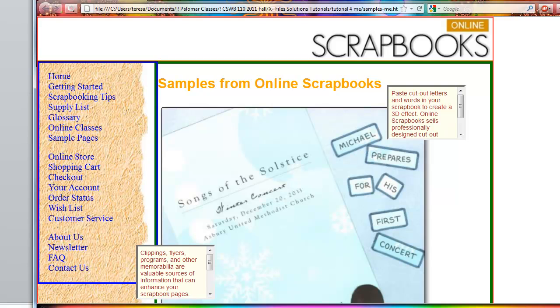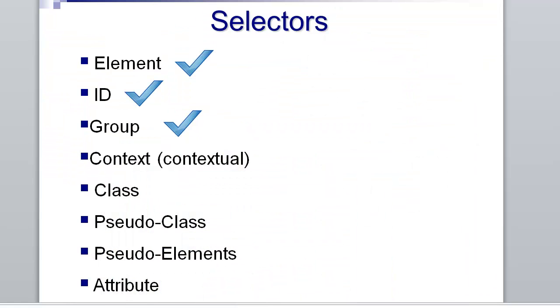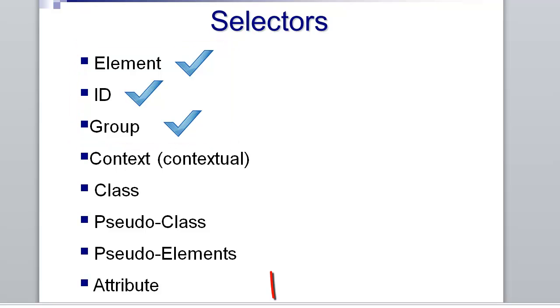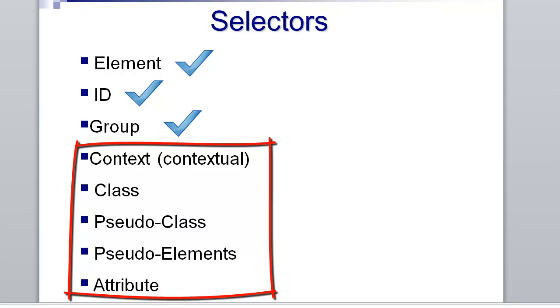So let's take a look at some of the concepts that we will be learning in this class. We have so far looked at selectors, the element, ID and group selectors. Today we will look at the next 5 types of selectors.